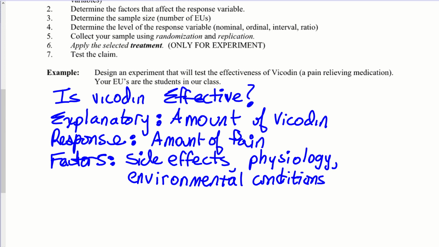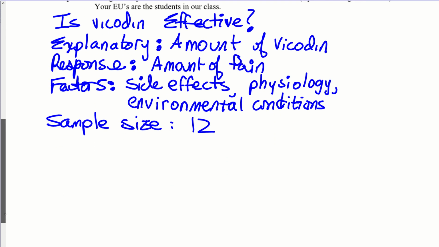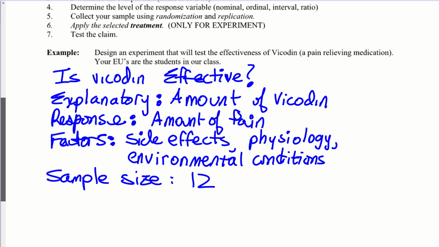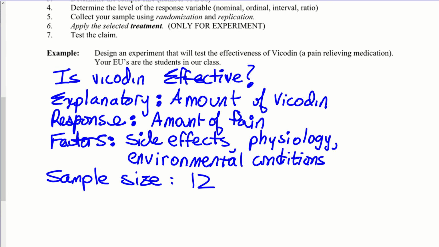All right. Determine the sample size. 1, 2, 3, 4, 5, 6, 7, 8, 9, 10, 11, 12. Sample size, 12-ish. I'll just say 12 because I know she stepped out, but 12 is a nicer number than 13. The level of the response variable.